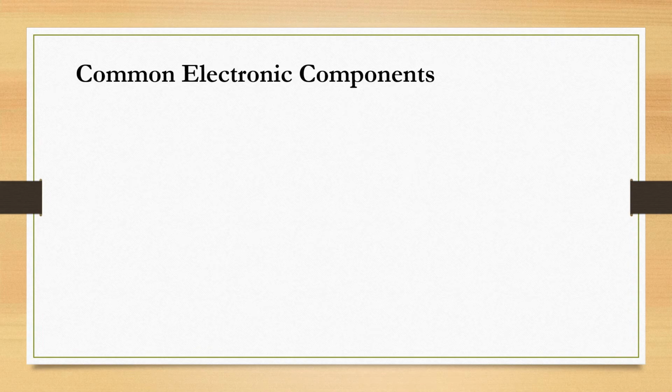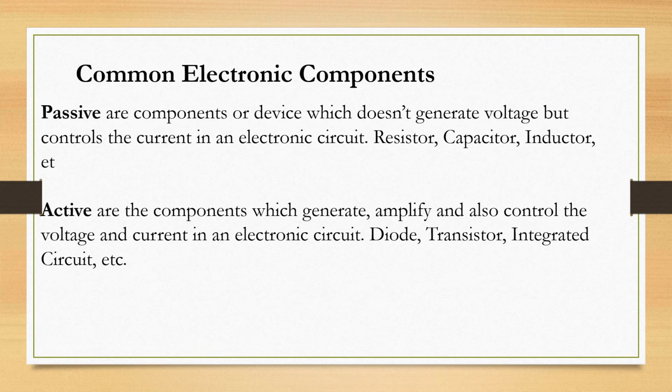The common electronic components are passive and active. Passive components are devices which don't generate voltage but control the current in an electronic circuit, like resistors, capacitors, and inductors. While active components generate, amplify, and also control the voltage and current in an electronic circuit, such as diodes, transistors, and integrated circuits.